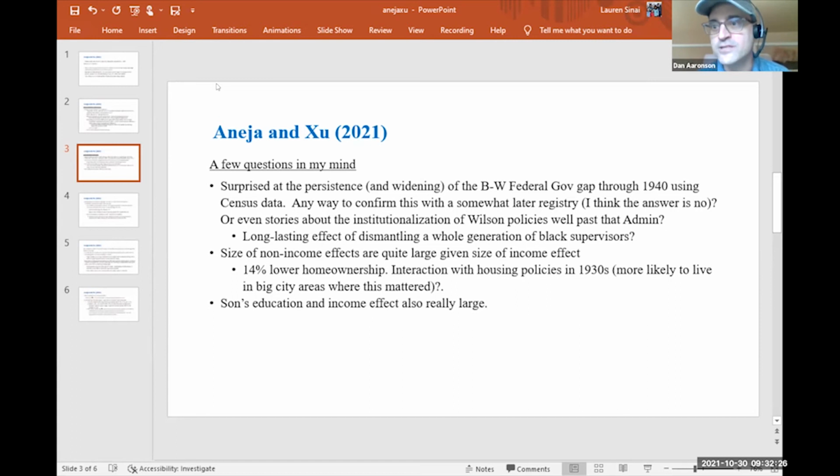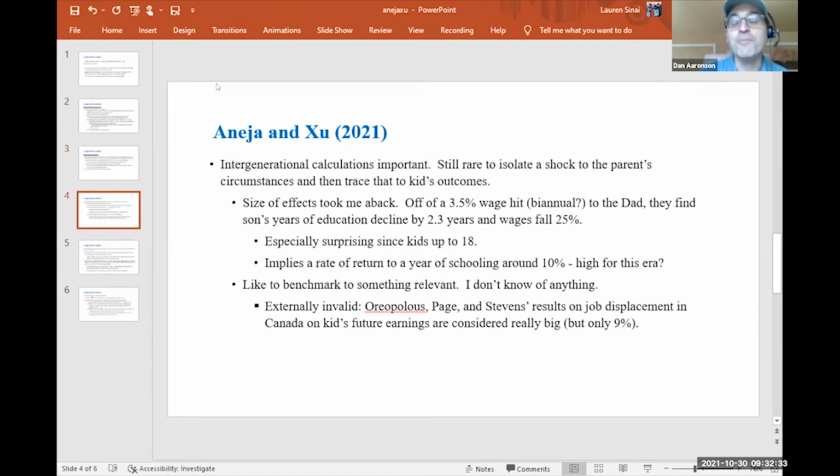how discriminatory the housing market was during the 20s and 30s and beyond. And then the intergenerational effects are also really, really strikingly large. There's obviously a huge literature in economics and sociology that have been trying to estimate intergenerational effects for years and years and years. What's really neat about their estimates, and this is probably my favorite part of the paper, is it's really hard and rare to find incidences where you can isolate an exogenous shock to the parent's circumstances and trace it to the kids.